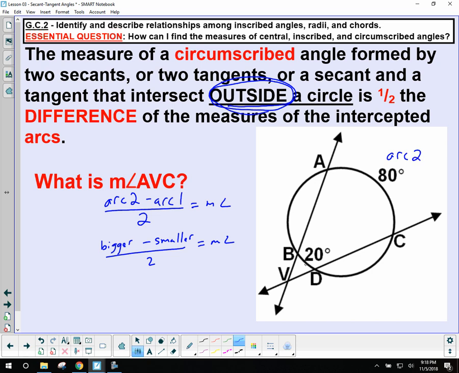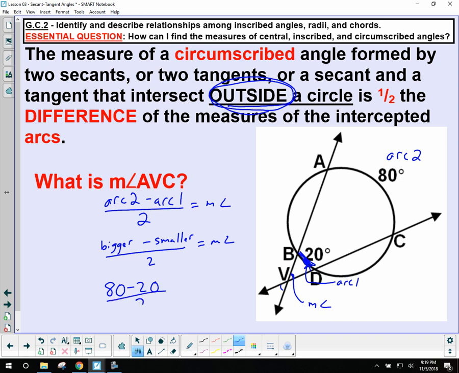This is arc 2, bigger, minus this arc right there, arc 1. Do you see that? I'm talking about this guy right here. That arc. This right here at the V is the angle I'm talking about. This is the measure of the angle we're talking about. Again, vertical angles means the same thing over here, but you say tomato, I say potato. So plug in what you know. We know it's going to be 80 minus 20, all divided by 2, equals that measure of the angle.